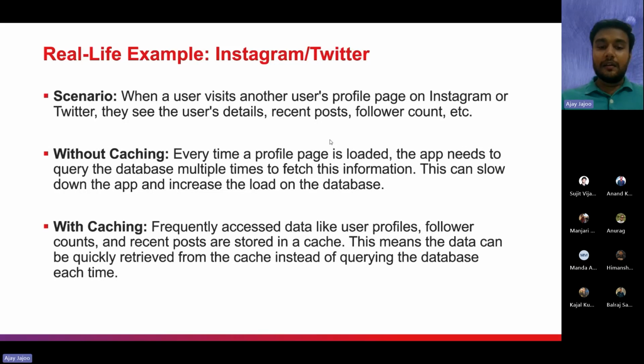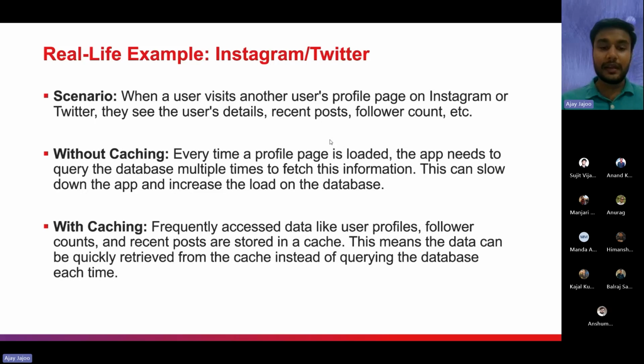But with caching, take frequently accessed profiles, let's say I'm accessing the profile of Virat Kohli or Sachin Tendulkar, some of the celebrities which are frequently accessed. Why not store the data in cache instead of making a call to the database and hanging the database, right? So follower counts and recent posts are all stored in cache. This means the data can be quickly retrieved from the cache itself instead of querying the database. I need not make any database call to fetch the follower count or to get the recent posts of Virat Kohli. This is the benefit of caching.